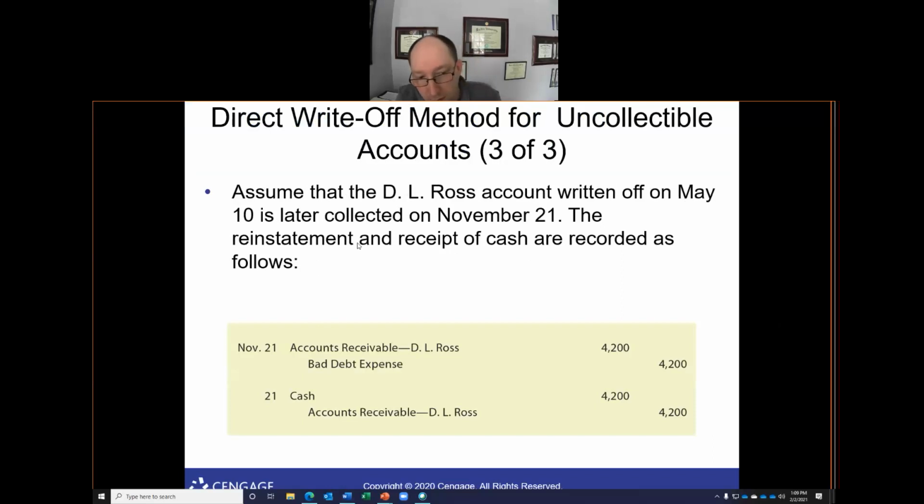So, as I said, you would re-debit the accounts receivable and credit bad debt expense to reduce the bad debt expense because Mr. Ross woke up and decided to pay you. And then you would debit cash, credit accounts receivable. So those are the two entries that you have to make when Mr. Ross wakes up and pays you.